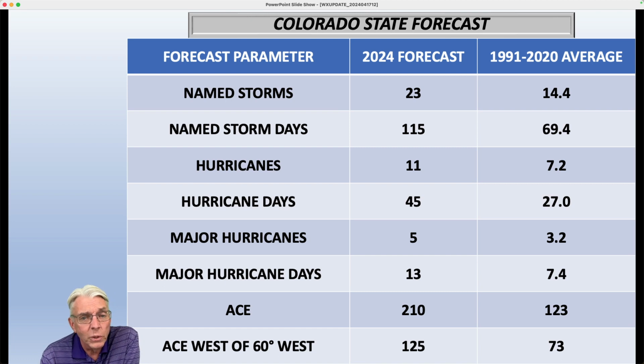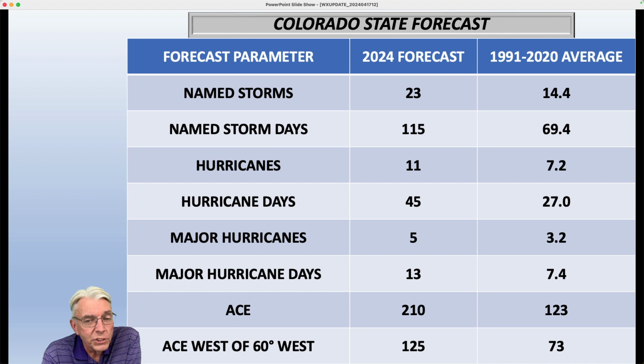So here are the actual numbers. The 1991 to 2020 average in terms of the number of named storms is 14.4. They're forecasting 23. In terms of named storm days, the average is 69.4. They're going for 115. In terms of the number of hurricanes, the long-term average is 7.2. They're going for 11. 45 hurricane days compared to the average of 27. Major hurricanes, 5, with the average being 3.2, and major hurricane days almost double the average, 13 compared to 7.4.